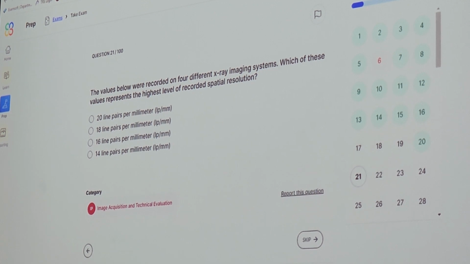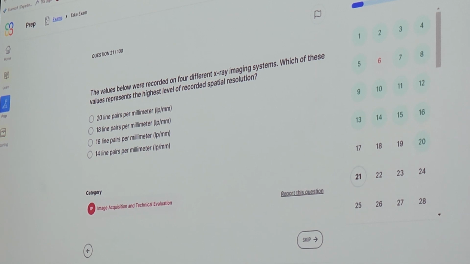I would say 20 line pairs per millimeter. Okay. So why did you choose 20? Because it's asking for the highest level of reported spatial resolution. Mm-hmm. And I find that having 20 line pairs in 1 millimeter would show you more detail than having 14 line pairs in 1 millimeter.